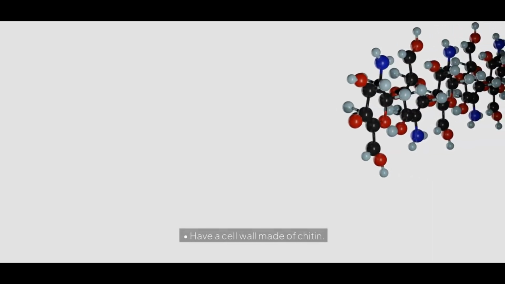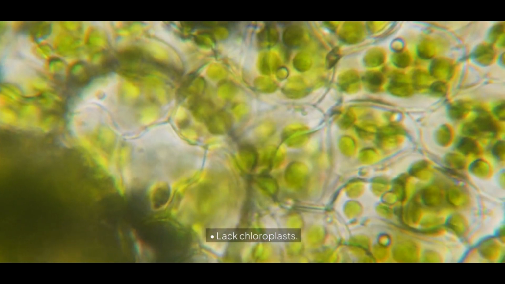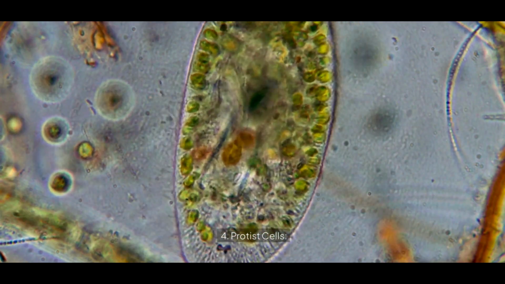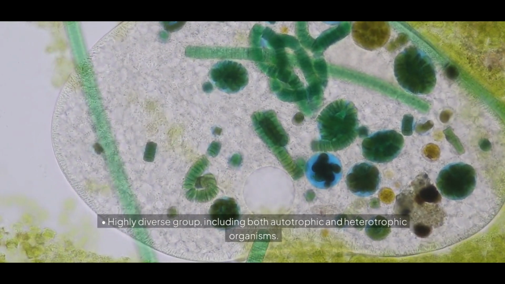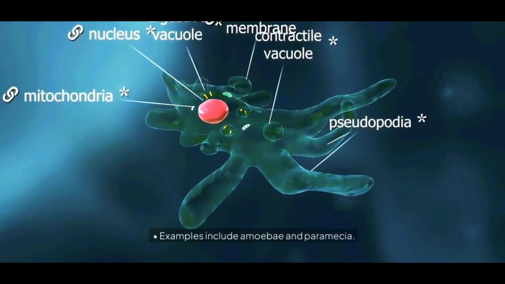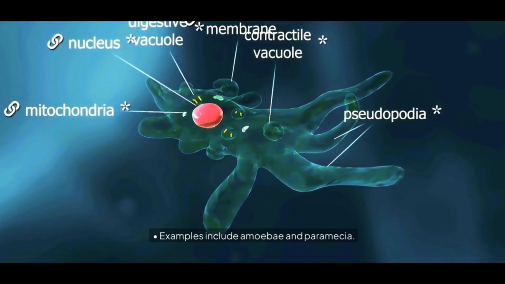3. Fungal cells. Have a cell wall made of chitin. Lack chloroplasts. 4. Protist cells. Highly diverse group, including both autotrophic and heterotrophic organisms. Examples include amoebae and paramecia.